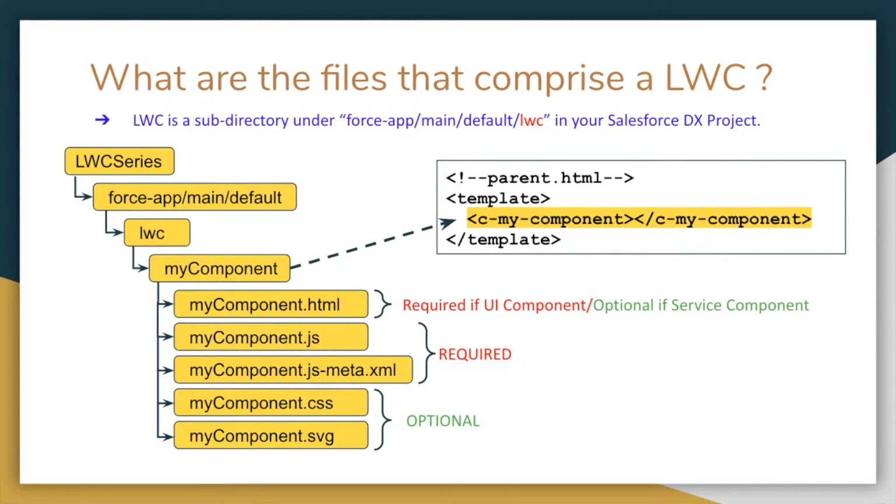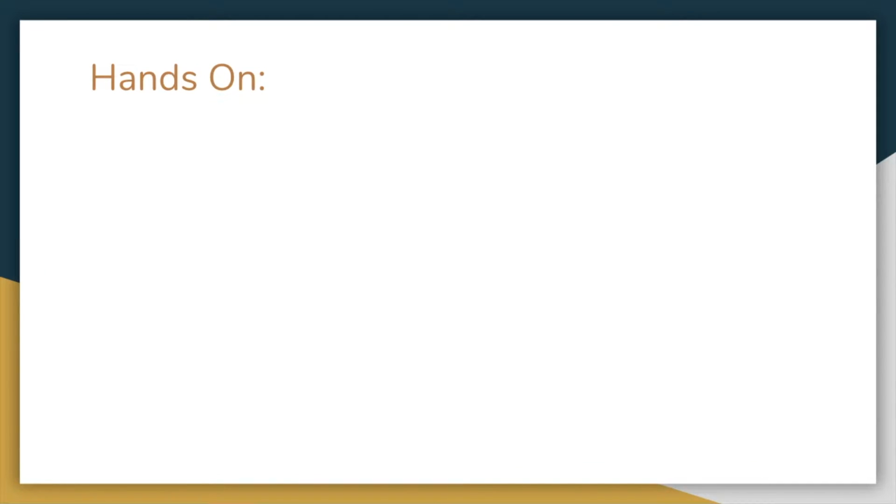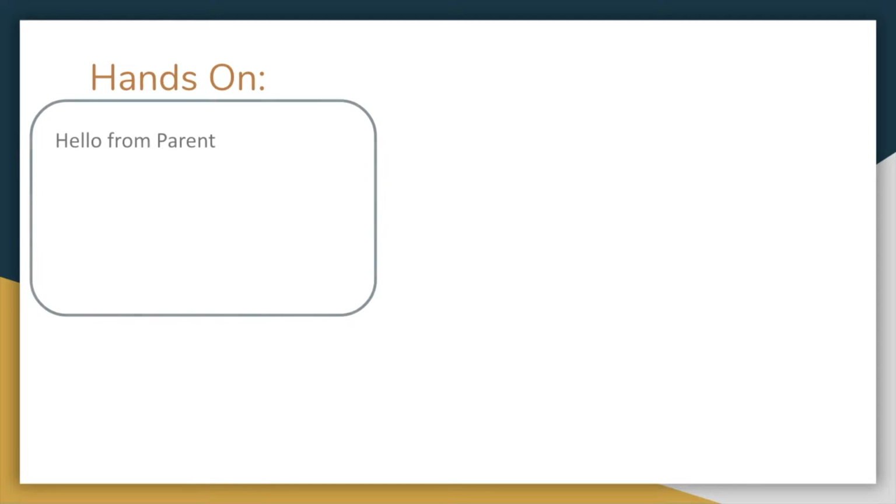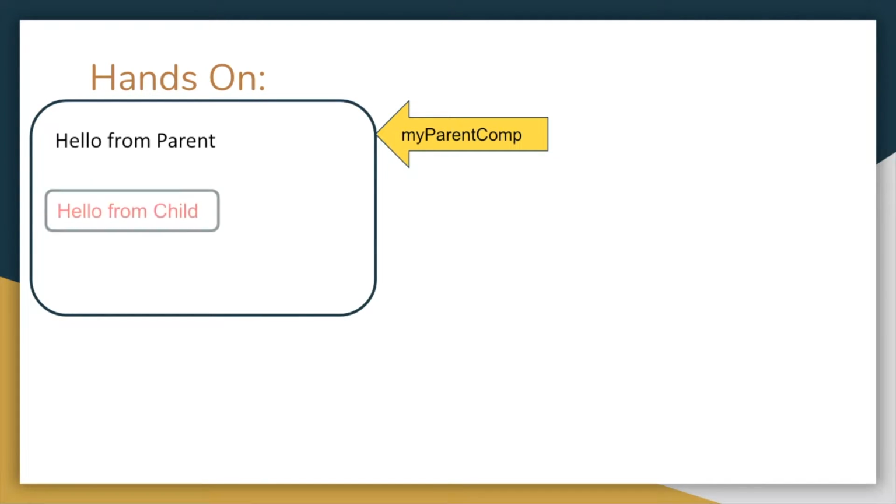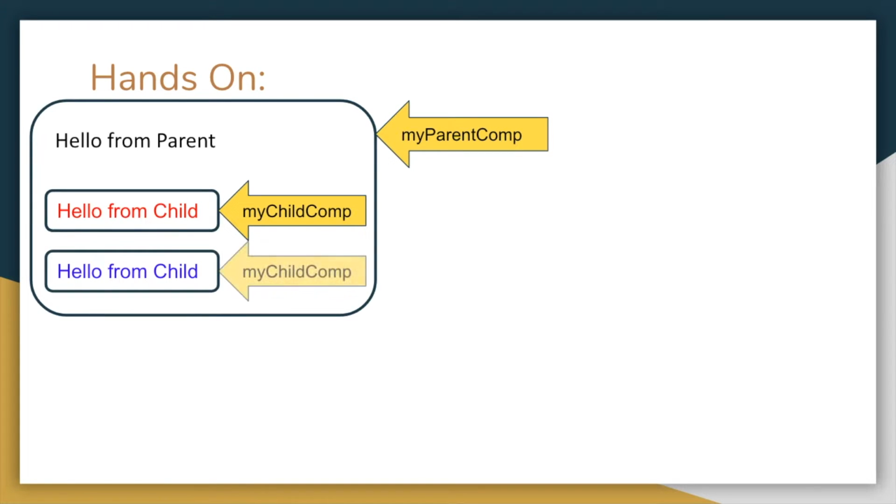Okay, so enough of the theory part. Let's switch our gears to do some hands-on coding. As part of the demo, let's create two components. Like, one is myParent component and a child component, and it's referenced twice in the parent component. So let's try this scenario.